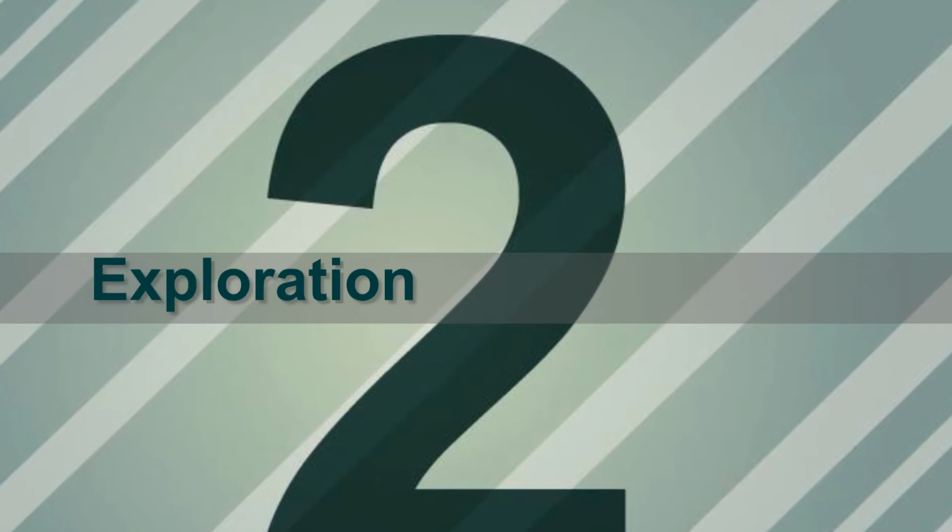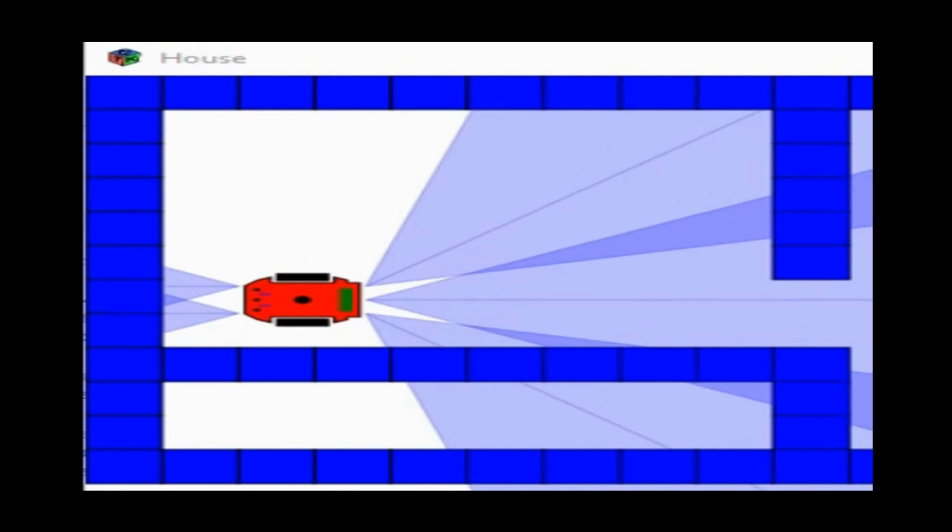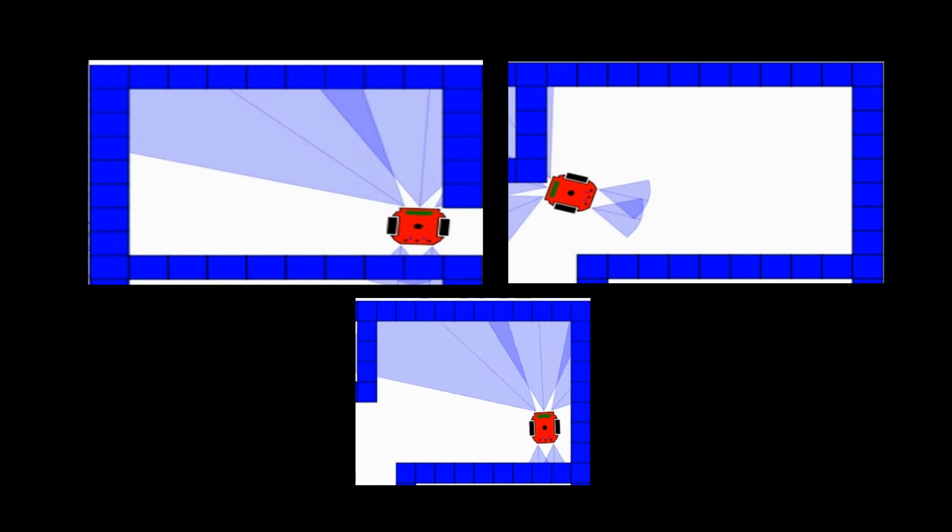Now, let's continue with exploration. I programmed the robot to explore the entire room by going from one side to the other. Unfortunately, this wasn't enough to explore the place because the robot sometimes decides to go against the walls.